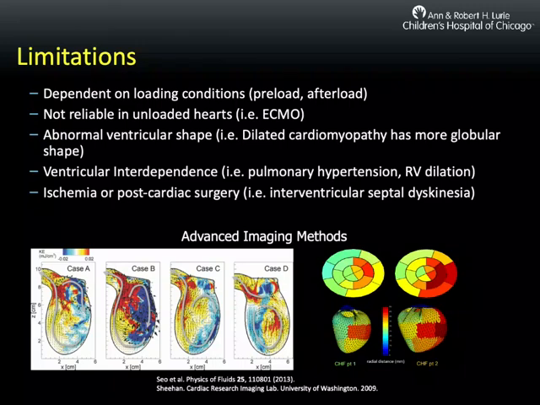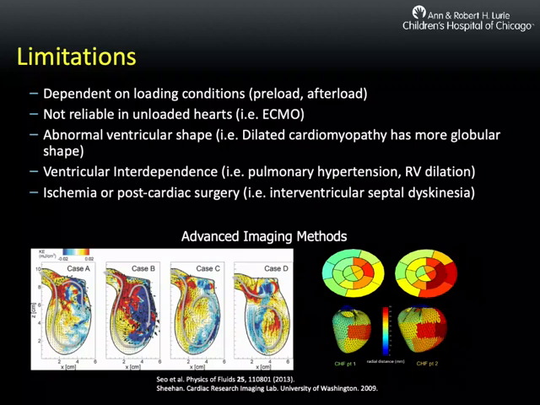For example, in dilated cardiomyopathy, where you may have more of a globular shape, your EF may not be as precise. It's also important to know that in settings of ventricular interdependence, for example in pulmonary hypertension or RV dilation, you have septal bowing into the left ventricle, which could reduce your volume and ability to calculate an appropriate LV volume that's properly ejected. The same applies to ischemia, or after, for example, post-cardiac surgery or a VSD repair, where you have intraventricular septal dyskinesia, which also cannot give you a precise ejection fraction.